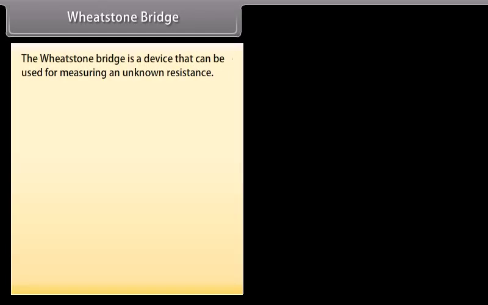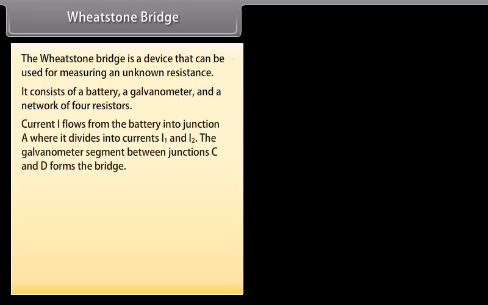Wheatstone bridge. The Wheatstone bridge is a device that can be used for measuring an unknown resistance. It consists of a battery, a galvanometer, and a network of 4 resistors. Current I flows from the battery into junction A, where it divides into currents I1 and I2. The galvanometer segment between junctions C and D forms the bridge.